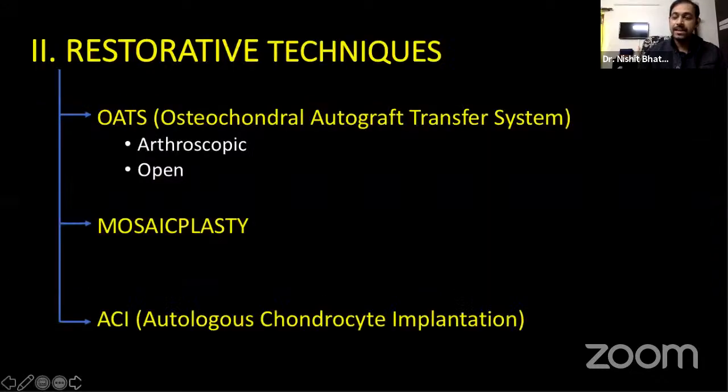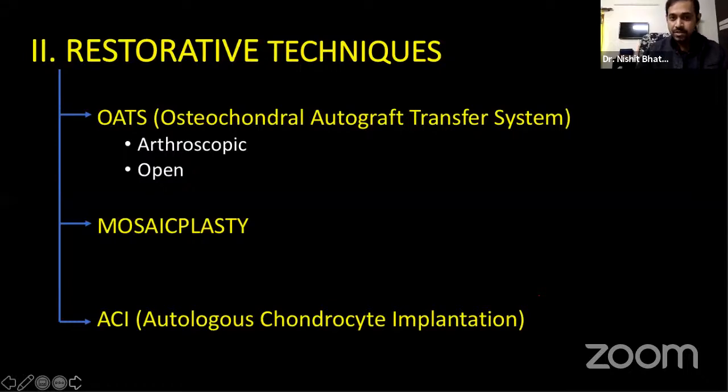However, there are some techniques which are even superior to these. The reparative techniques will eventually lead to formation of a fibrocartilage over the defect, which is not of the same quality. We want hyaline articular cartilage over the defect. So for these, we have some restorative techniques. In the restorative techniques, we have OATS, which is osteochondral autograft transfer system, mosaicplasty, and autologous chondrocyte implantation, which is the actual stem cell therapy, which we will come to.